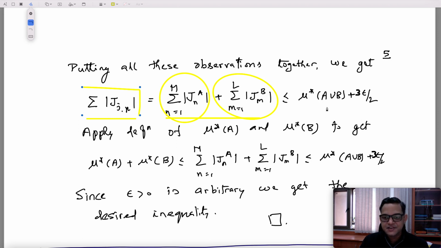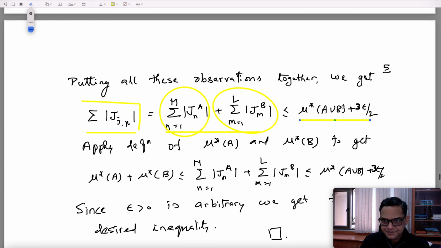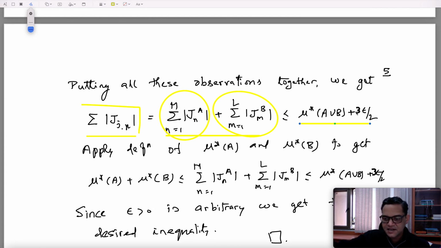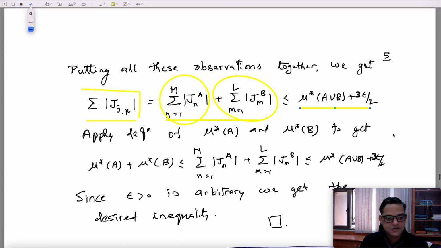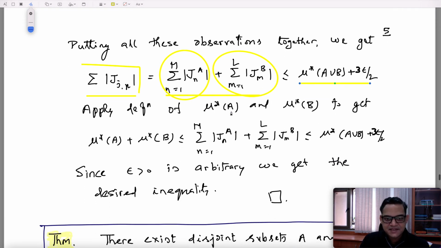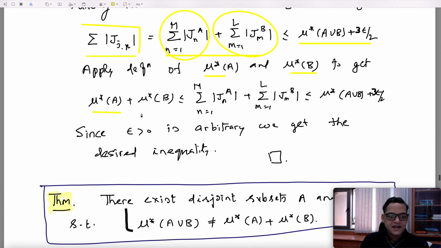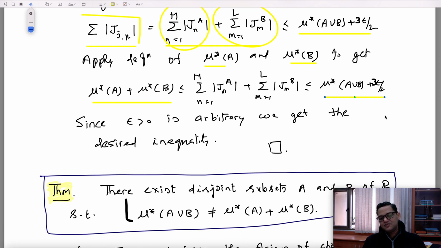Okay, but since this part is equal to this thing, from the previous equation we have that this total is less than or equal to mu star of A union B, and then you remember there was an epsilon and then an epsilon by 2, so that is why this has become 3 epsilon by 2. So now just apply the definition of mu star A and mu star B. Mu star A is going to be less than or equal to this first sum, and mu star B is going to be less than or equal to the second sum, and we get this final inequality, correct? And as I told you earlier, epsilon is arbitrary, so you get what you wanted, correct?